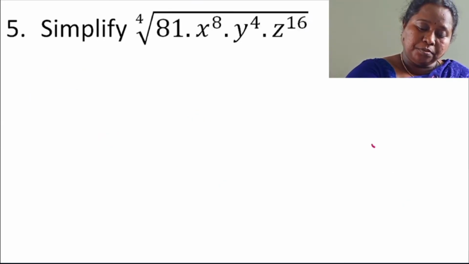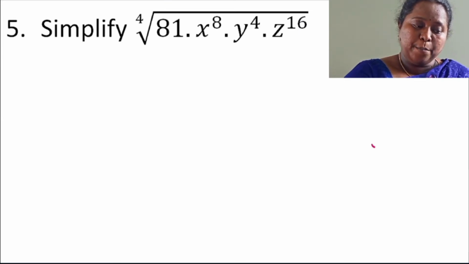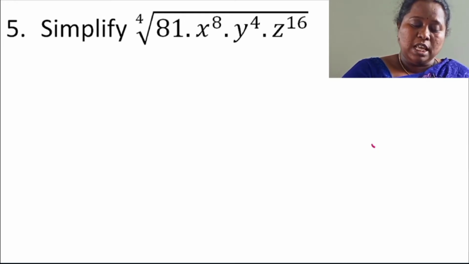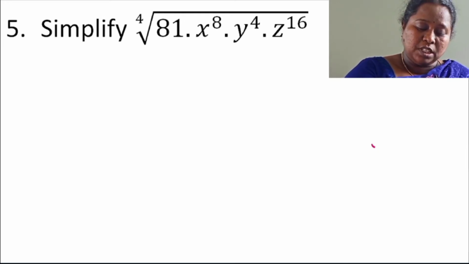The next sum. Simplify the 4th root of 81 into x power 8 into y power 4 into z power 16. Similarly, 4th root means we have the power of 1 by 4.